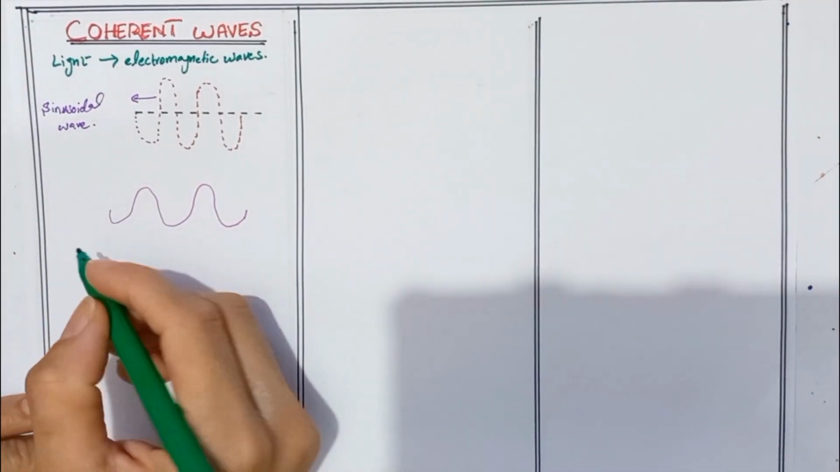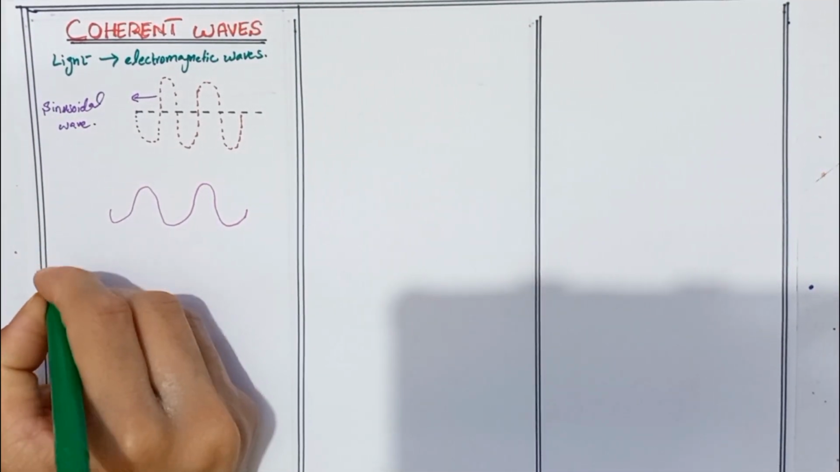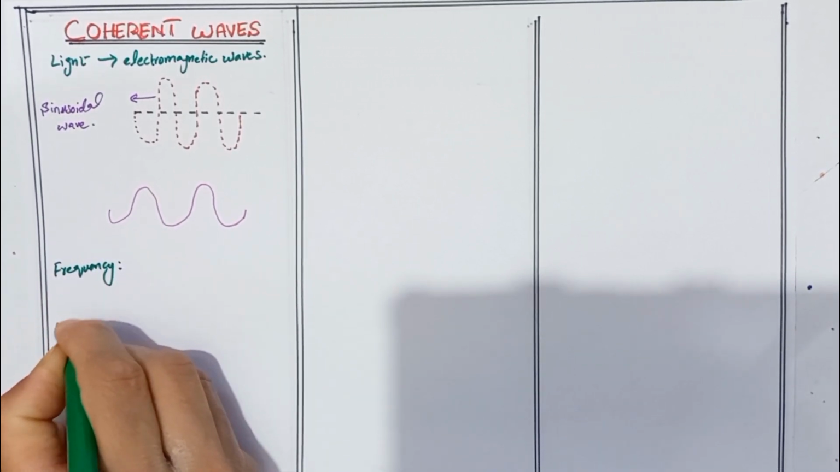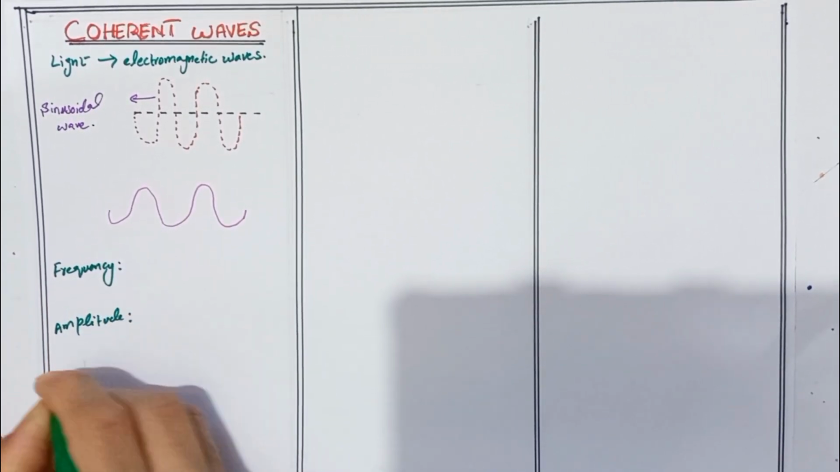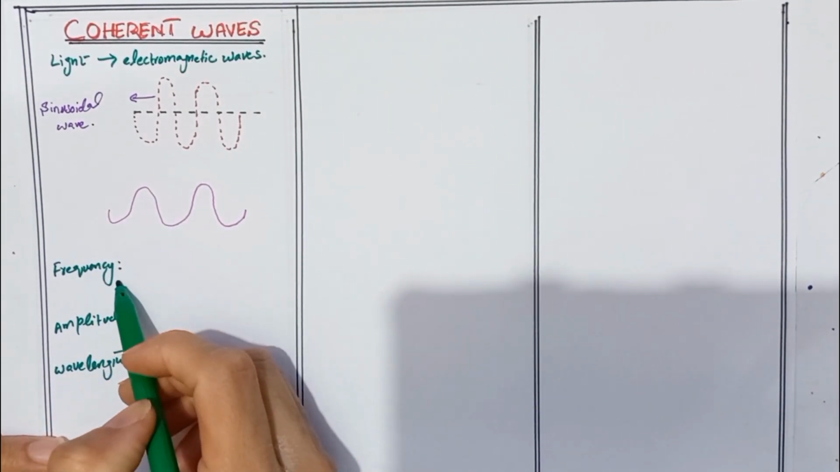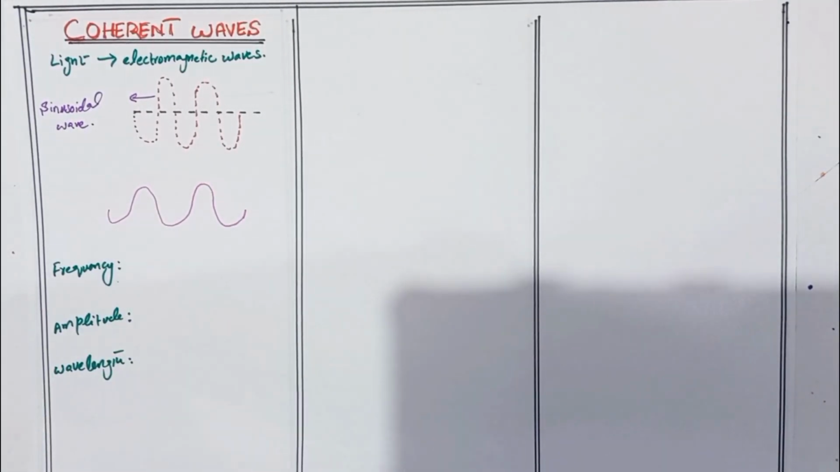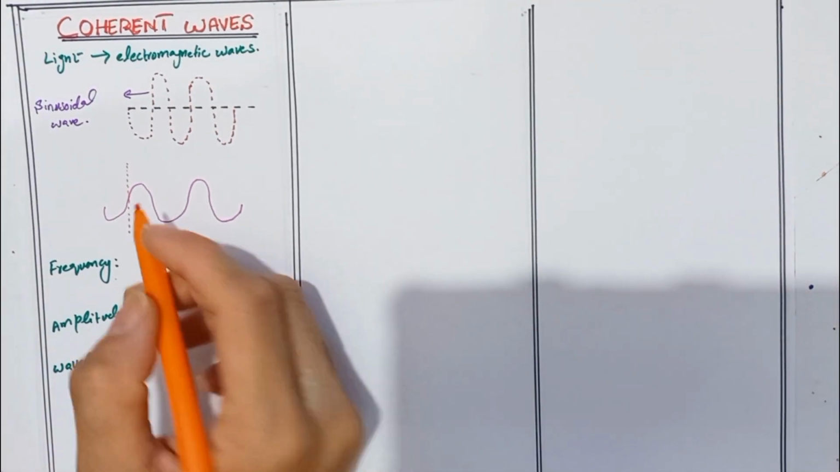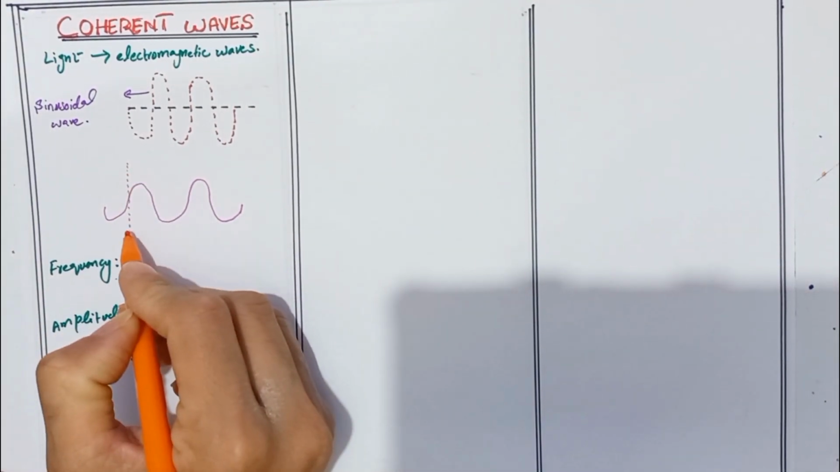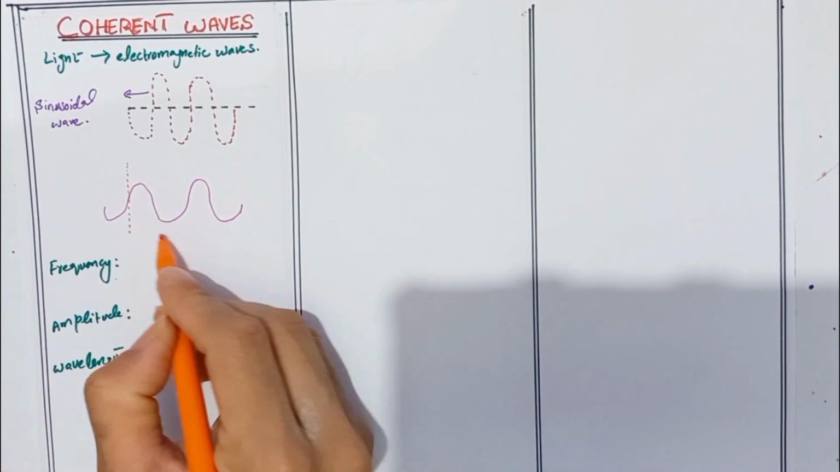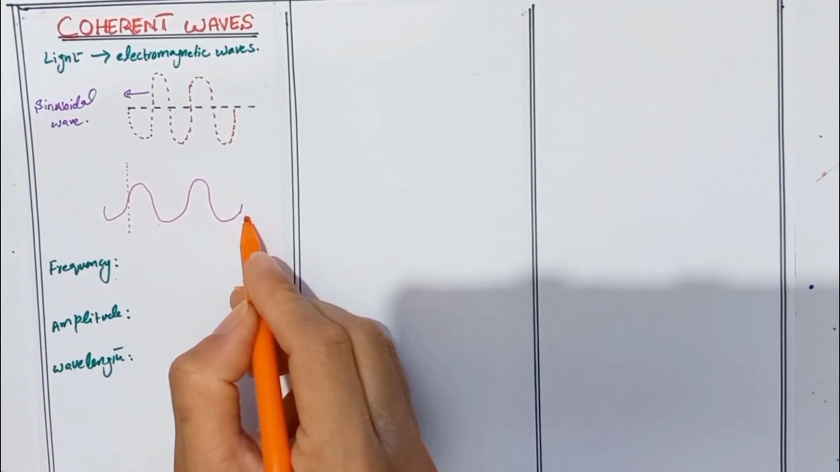Now we discuss the properties of the light wave, that is the frequency, amplitude and wavelength. First, we discuss the frequency of this light wave. Let's start. We observe the light from this dashed line. The wave is moving from left to right.